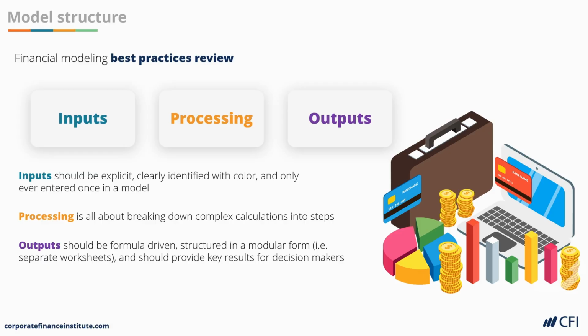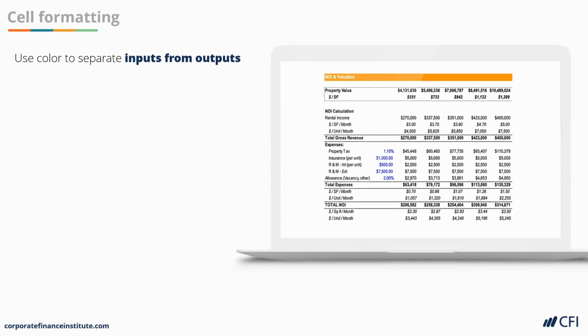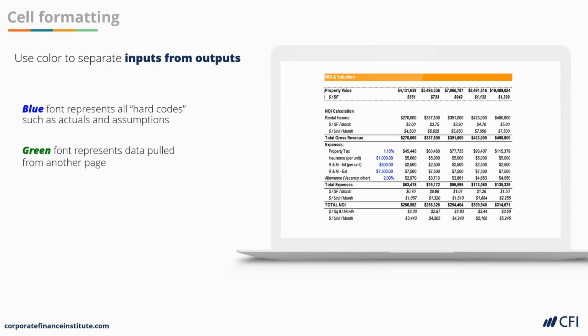In terms of formatting, we always want to clearly distinguish between inputs and outputs. We use a blue font color to represent a hard-coded assumption. A green font color represents a formula that's connected to another page or another worksheet. And a black font color represents a formula that just contains information on the same worksheet. So we will be using this color scheme when we build this real estate model together.